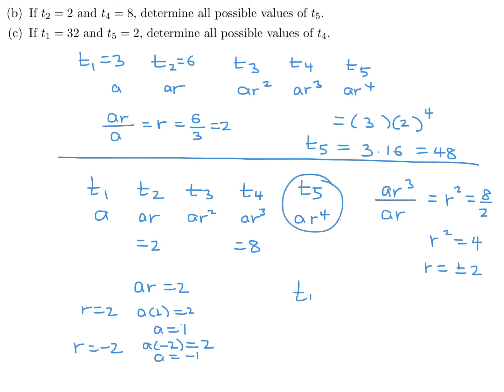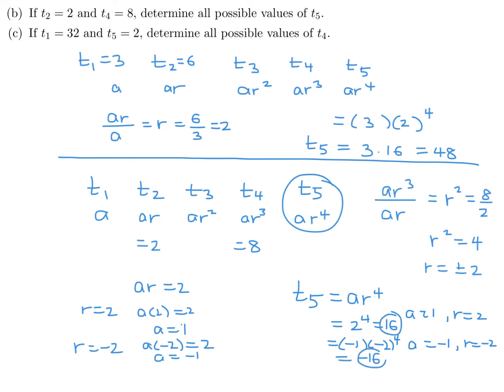So T5 is AR to the power of 4. When we use A equal to 1 and R equal to 2, that will be basically 2 to the power of 4, which is 16. If we use A equals negative 1 and R is negative 2, that will be negative 1 times negative 2 to the power of 4, which is negative 16. So 16 and negative 16 are the possible values of T5.